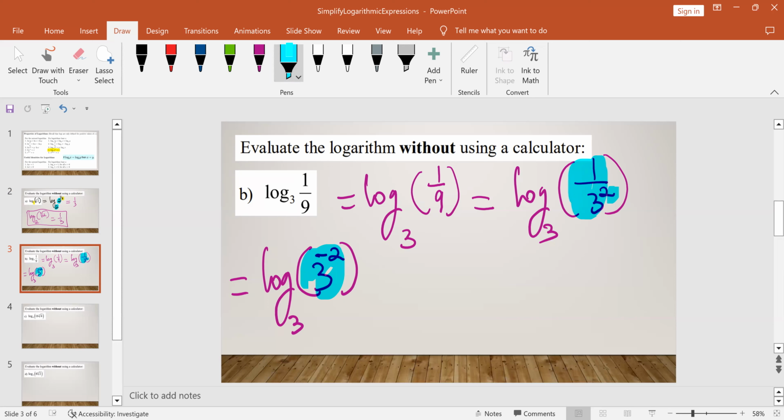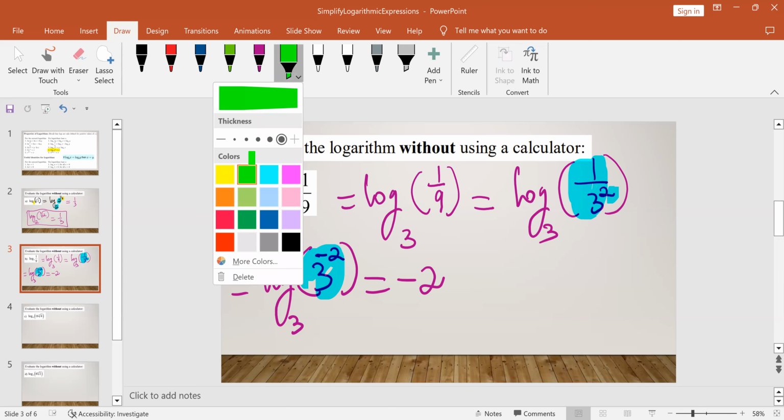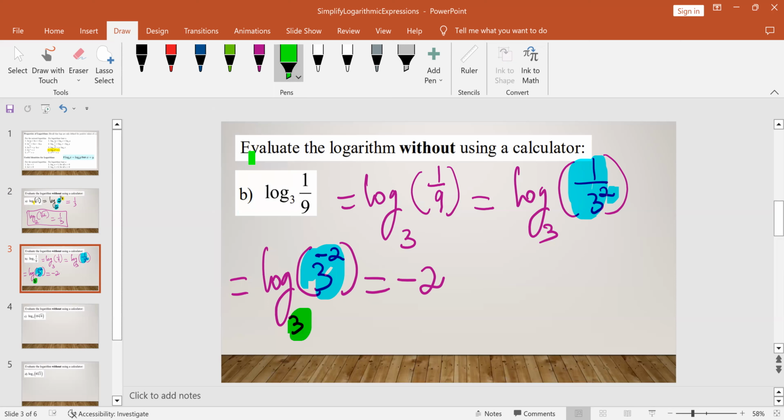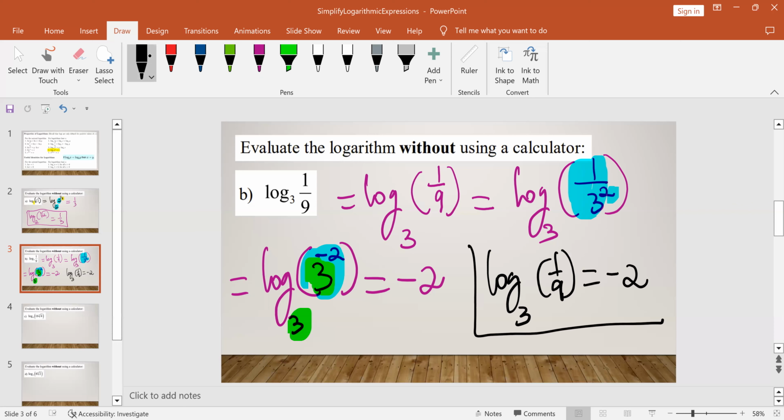Therefore, the answer to this question is what? Negative 2. Again, we have the base of the logarithm, which is the base of the exponent. Therefore the power, the negative 2, is the answer to the question. So log of 1 over 9 with base 3 is equal to negative 2. The next question.